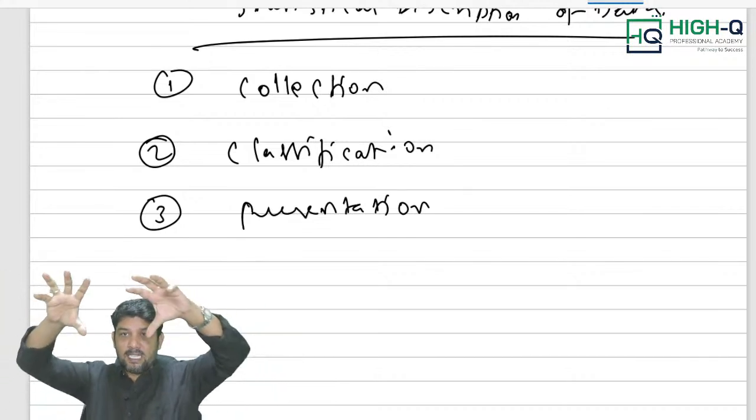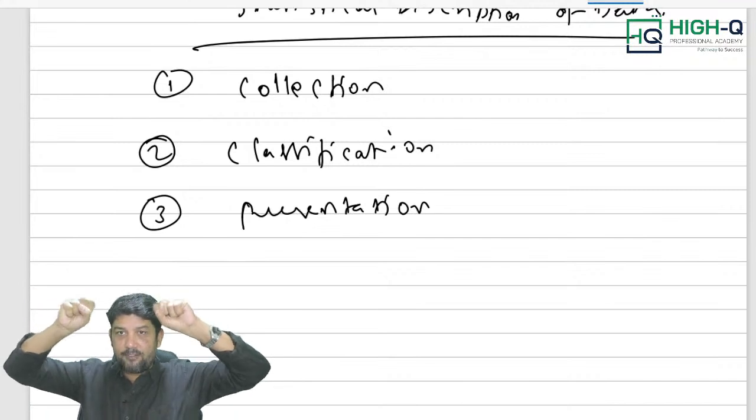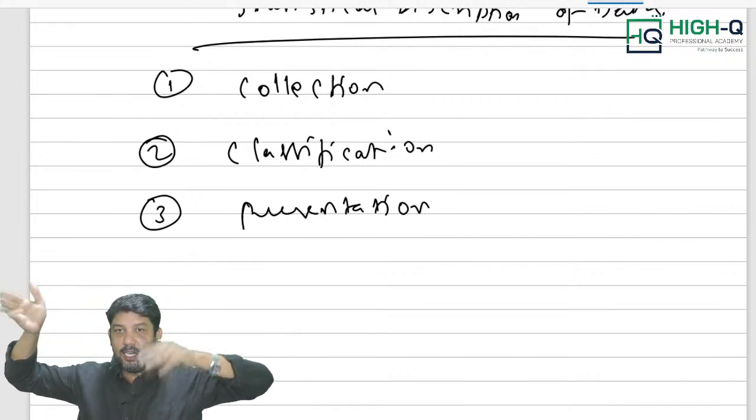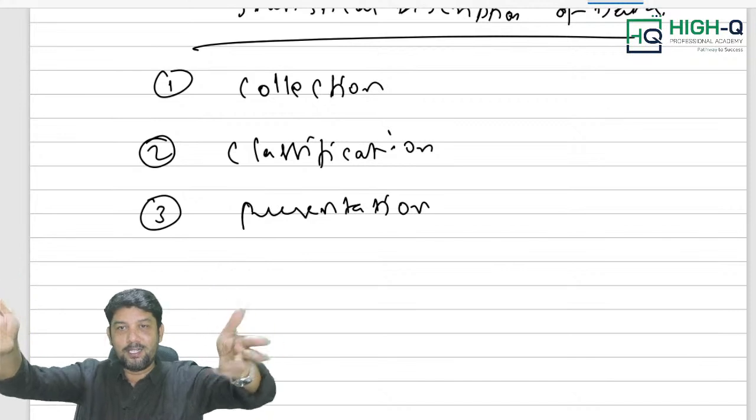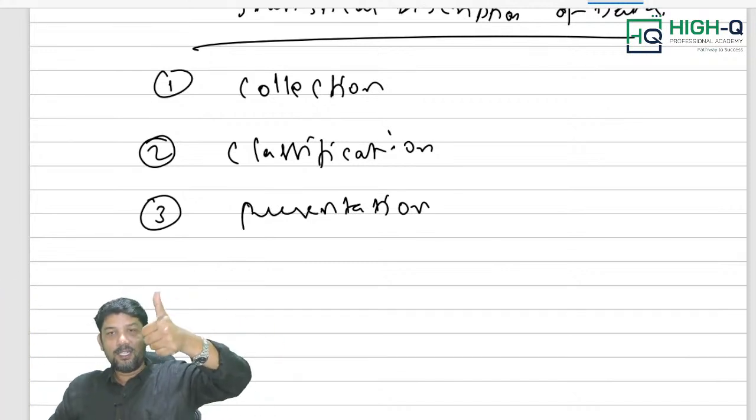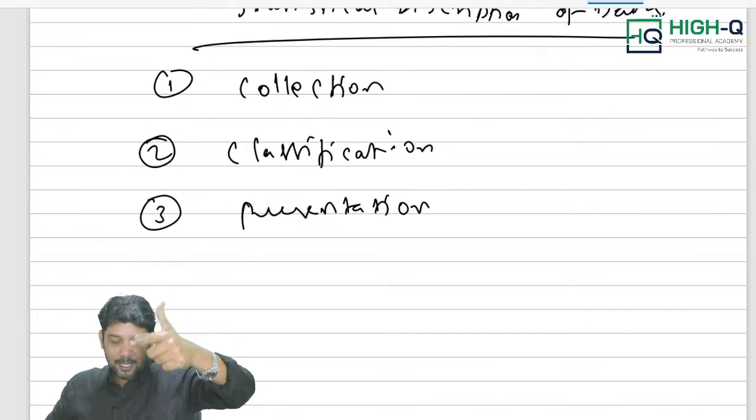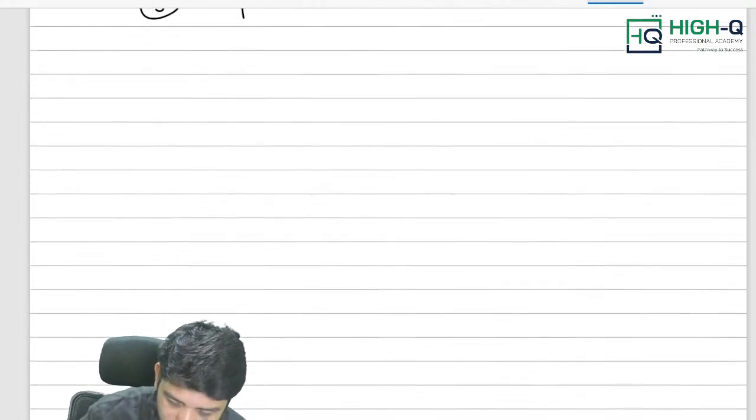First we need to collect the data. After collecting the data, we have to classify the data. After classifying the data, we have to present it. This is what statistics is all about. Collection: there are 2 types of collection of data. One is primary and the other is secondary. Am I right, my dear? Collection, there are 2 types. One is what?